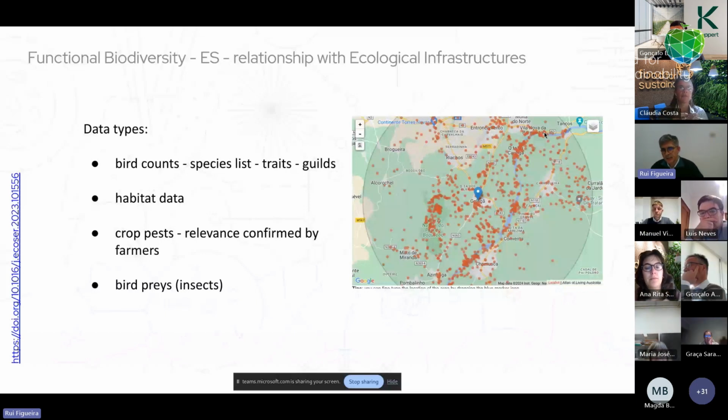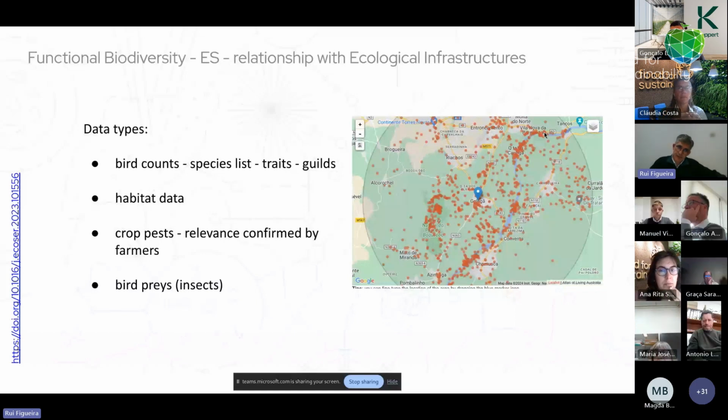Then we need habitat types to identify the type of landscape we are in. We are in open areas or in tree areas. We also need to know what are the crops that are present in the landscape and the pests that pose a threat to those crops. And for that, we also used the information provided by farmers. So we had a full list of potential pests, but then from the field, farmers confirmed whether these pests were important or not. And then we also need to know which pests are preyed on by the birds.